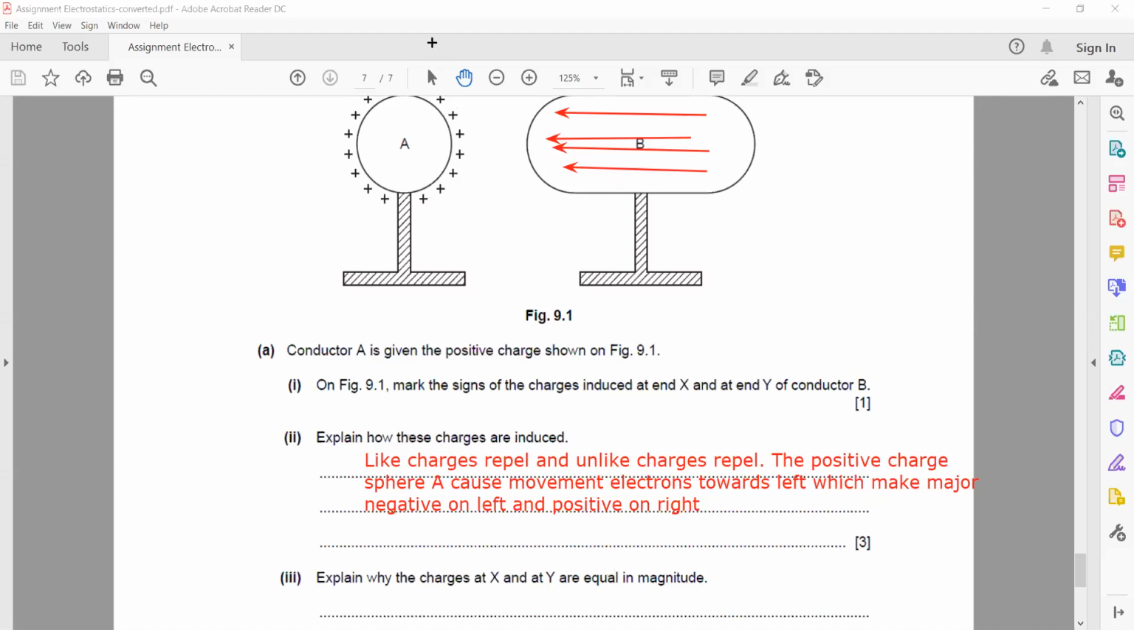Sorry, okay, you mean this one. That's a typing mistake here. Like charges repel and unlike charges attract.